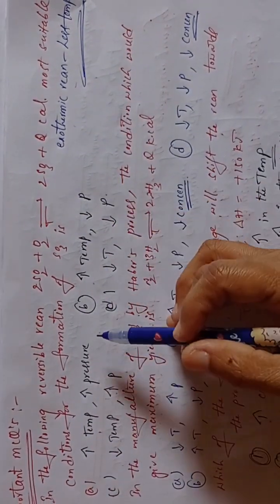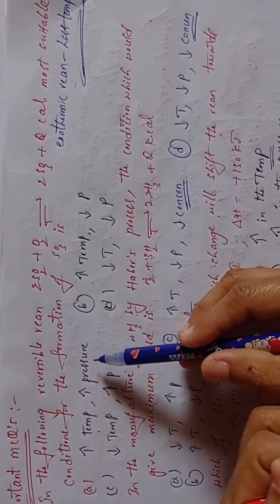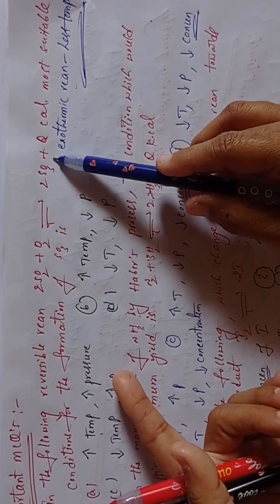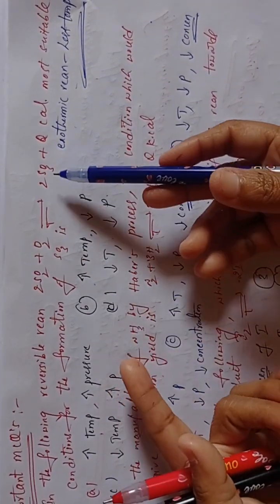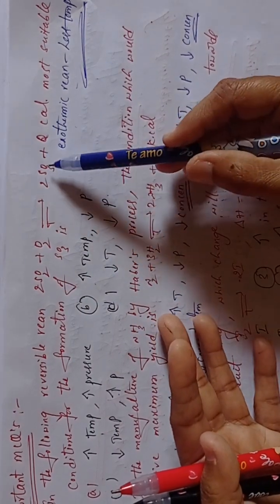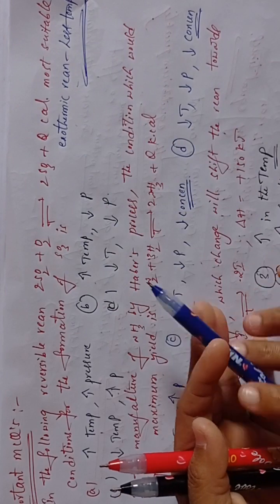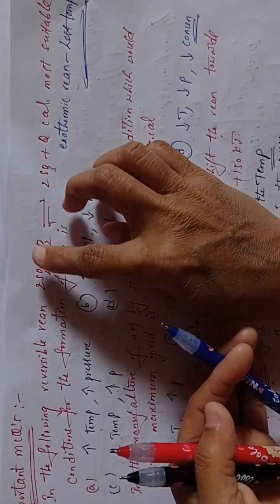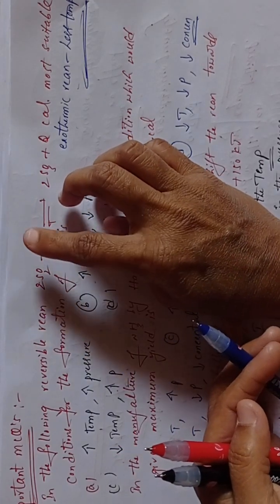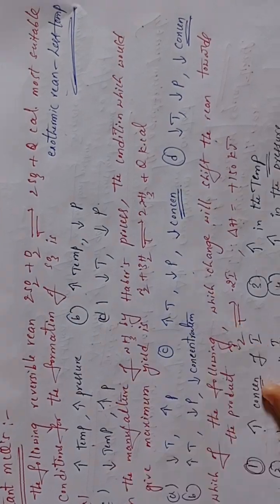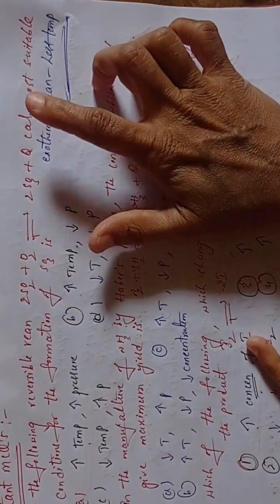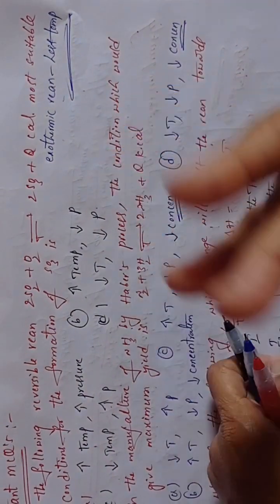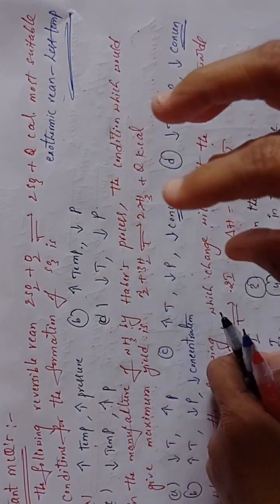Okay, next is pressure, given in another option. How much pressure is applicable? In the formation of a good yield of SO3, whenever pressure increases, see the number of moles here. SO3 has 2 moles, and on the other side 2 plus 1, 3 moles. So Q calories means exothermic, less temperatures are favorable. And coming to pressure, whenever pressure increases, the equilibrium shifts to decrease the pressure.